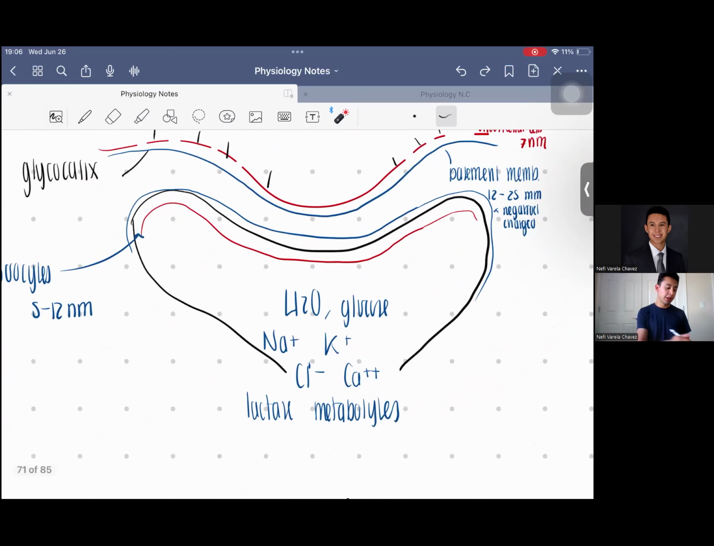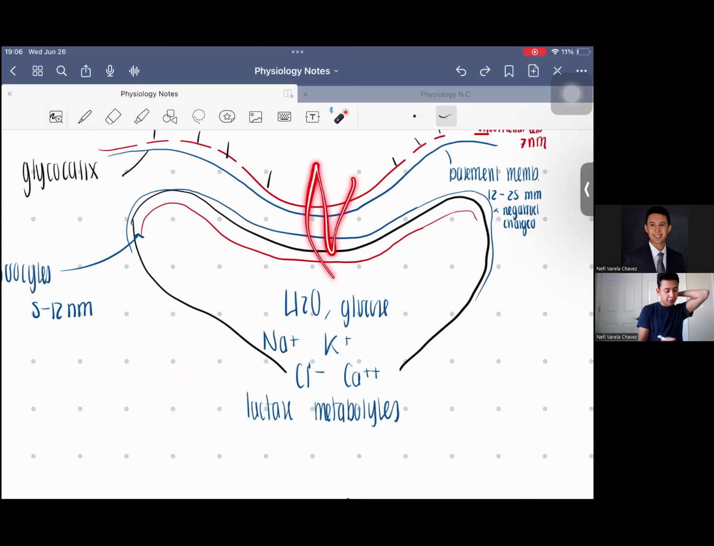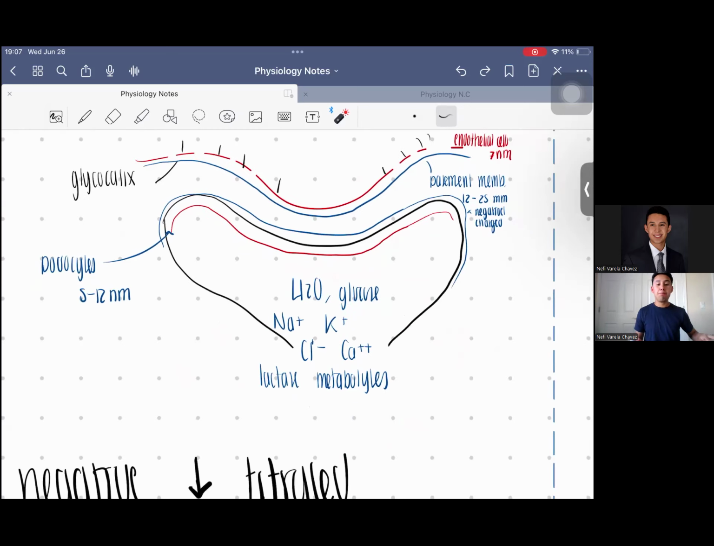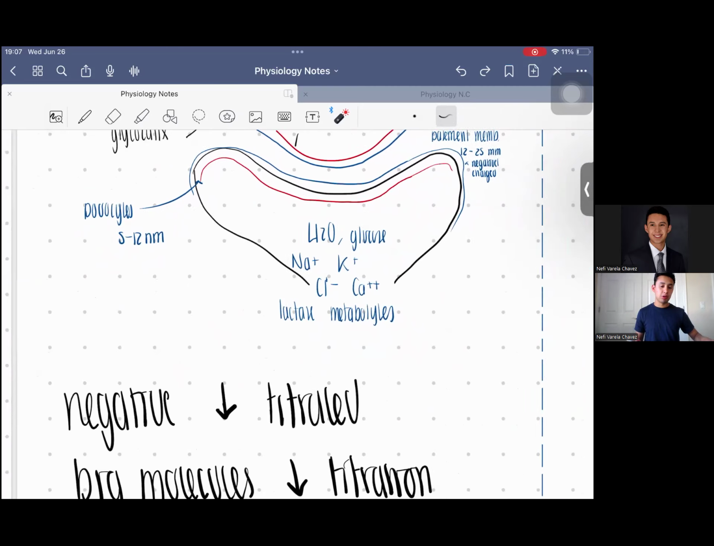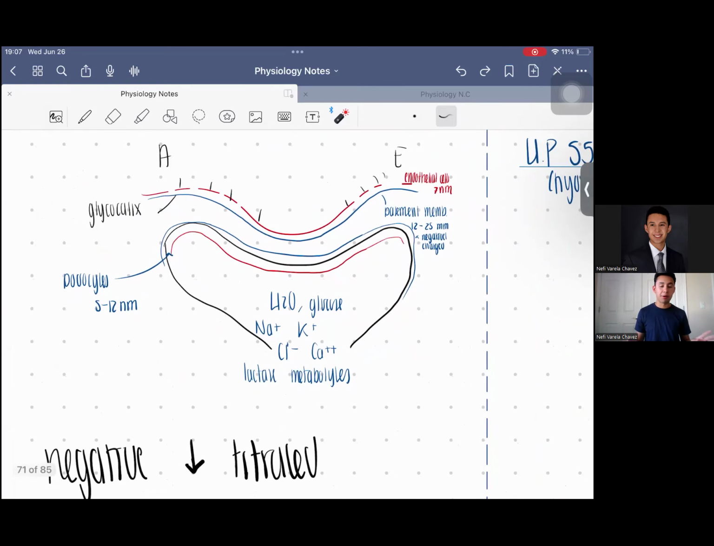Okay, and usually we're going to have molecules crossing from here to here, such as water, glucose, sodium, potassium, chlorine, calcium, lactate, and metabolites. So several molecules, okay? But we're going to have a preference for neutral or positively charged molecules and small molecules. As you can imply, I don't know if you have seen how small a nanometer is. It's really, really, really small, okay?